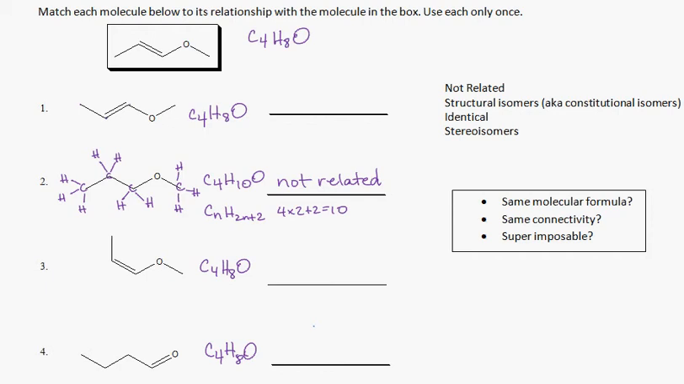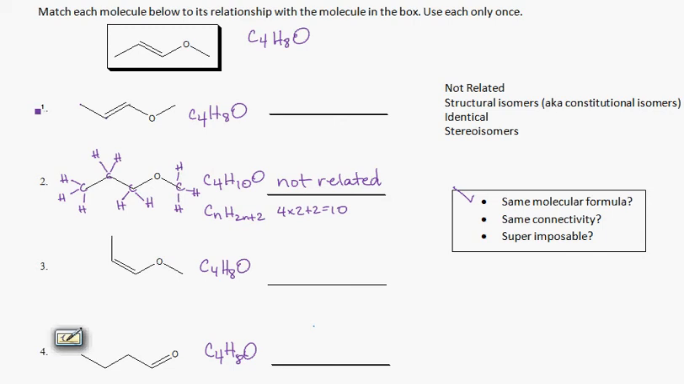So our next question, we're done with same molecular formula, is same connectivity. So the connectivity of our original structure, we have a carbon with 3 hydrogens on it, a carbon double bonded to another carbon, each of those has 1 hydrogen on it. We have an oxygen, and then we have another CH3 at the end. If we look at choice number 1, we have 3 carbons in a row where the second and third one are double bonded. Then we have an oxygen and another CH3. So number 1 has the same connectivity.